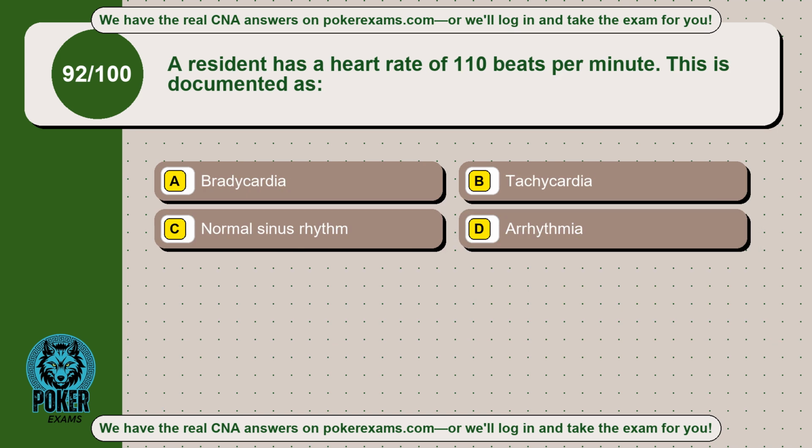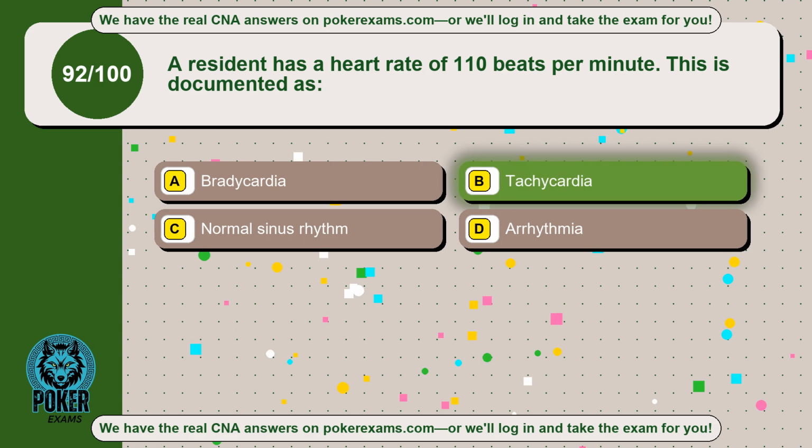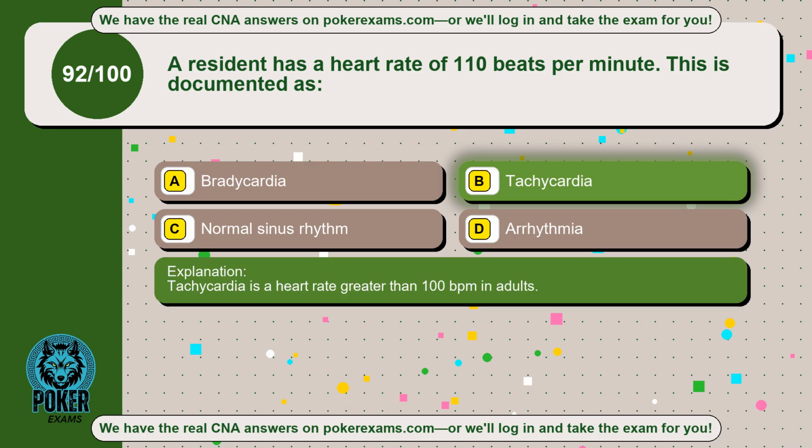Question 92. A resident has a heart rate of 110 beats per minute. This is documented as Option A, bradycardia. Option B, tachycardia. Option C, normal sinus rhythm. Option D, arrhythmia. The correct answer is option B, tachycardia. Tachycardia is a heart rate greater than 100 bpm in adults.